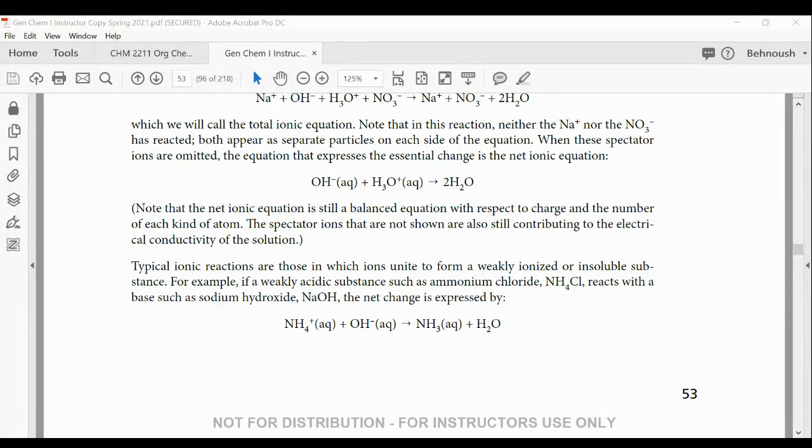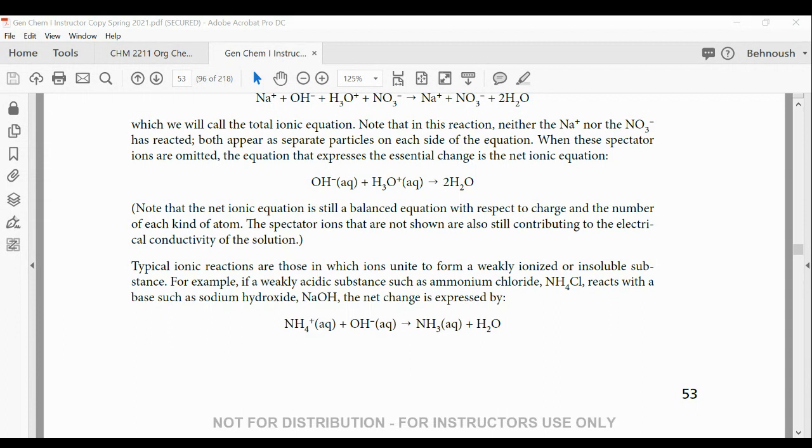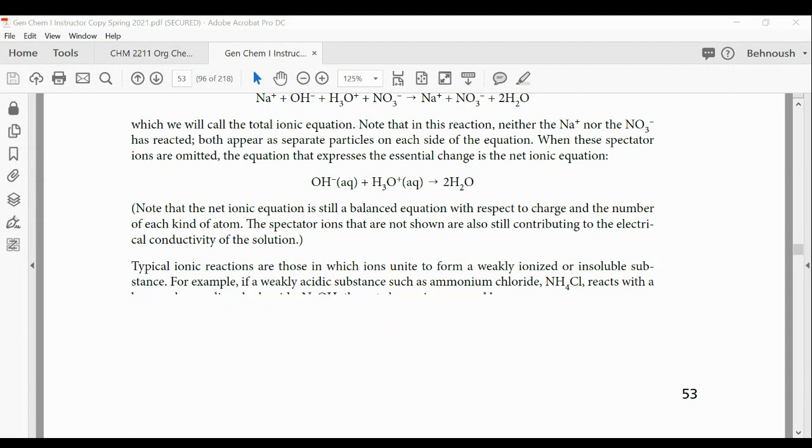A weak base. Could you give me an example of a weak base? If it's a weak acid, it's a weak electrolyte. A weak base is a weak electrolyte. Could you give me an example of a weak base? I gave a couple of examples for weak base earlier. Ammonia is a weak base. What else is a weak base?